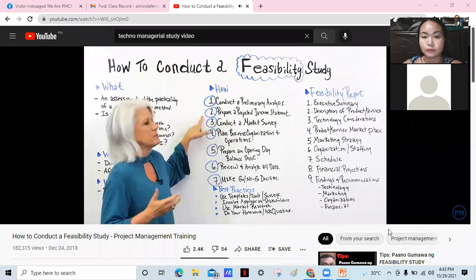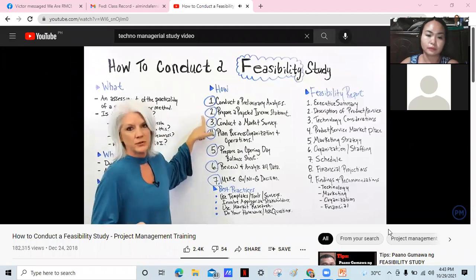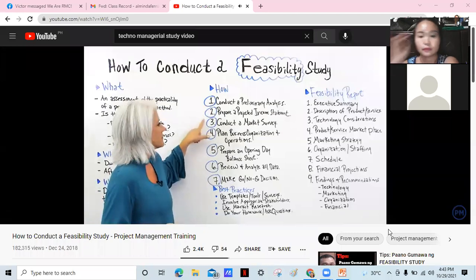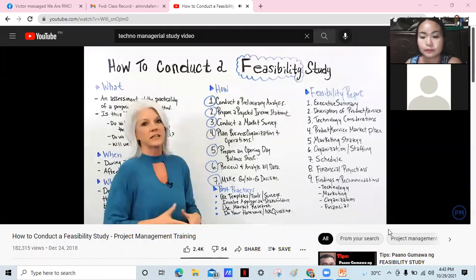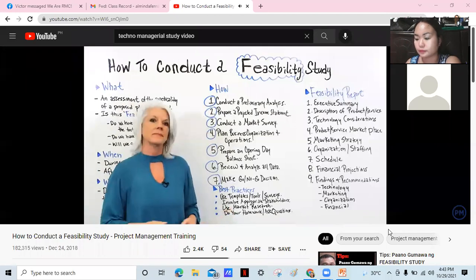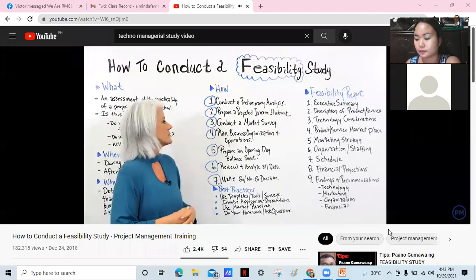Then we prepare a projected income statement. We need to know, what are the income streams? How are we going to make money on this? Where's the revenue coming from? We also need to conduct a market survey. We need to know, is there a demand? Is there a market for this? Are customers willing to use this product or use this service?